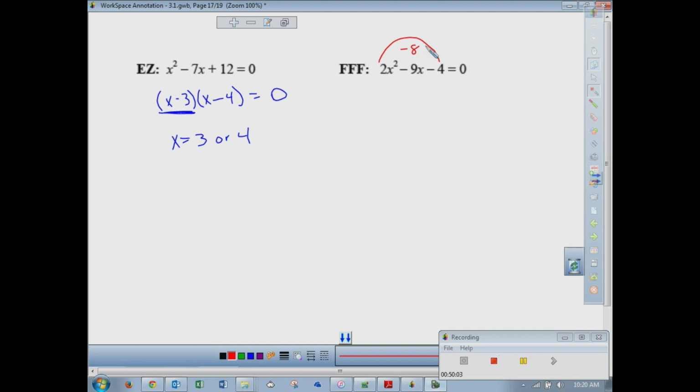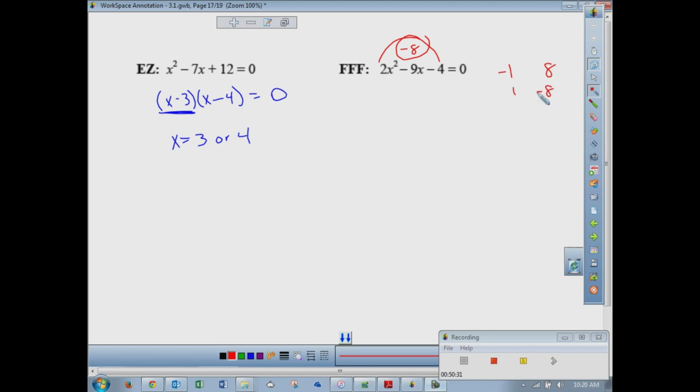Correct? Now I need to find 2 numbers that multiply together to be negative 8 and add together to be a negative 9. Since they have to multiply together to be a negative, would you agree that one number has to be positive and one number has to be negative? So multiples of 9, 1 and 9, but one of them has to be negative. Oh, multiples of 8, sorry. Multiples of 8, 1 and 8, but one of them has to be negative.